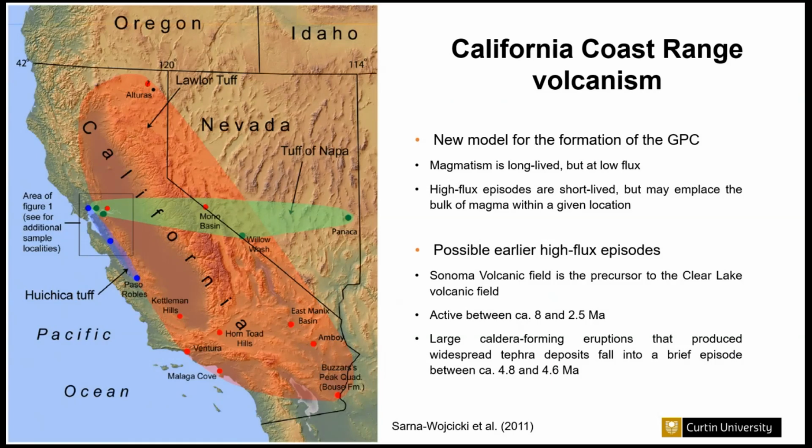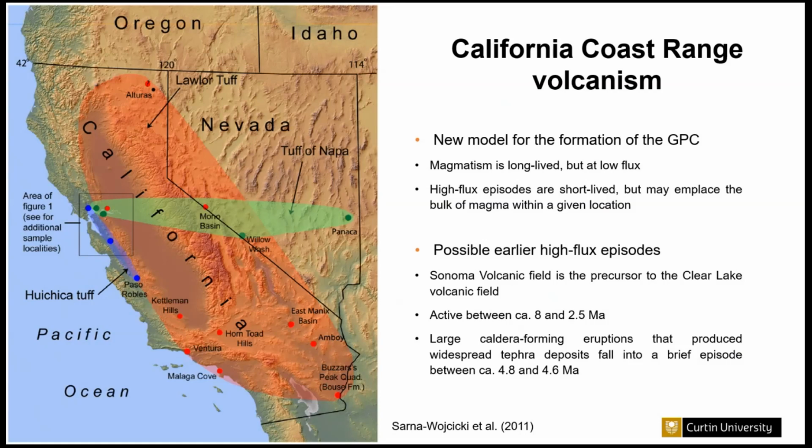In the case of the California Coast Range volcanism, I mentioned that there are these older fields. It's actually quite interesting that in the precursor field of the current volcanic field, the Sonoma volcanics, there have been several large volume eruptions that distributed tephra over a large area. You can see one of these units, the Lawler Tuff, pretty much covered all the state of California. And there were 2 other large eruptions in a system that has a long activity range.